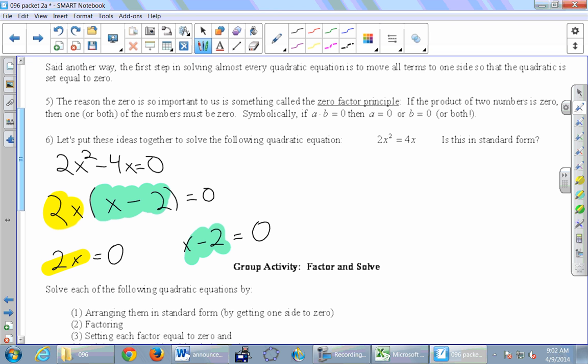We'll solve the first one by doing what to both sides? Divide by 2. And so 0 divided by 2 is our answer. How much is 0 divided by 2? 0. That's good. That's one answer. Second equation, what do we do to both sides? Add 2. So x equals 2. So those are our two solutions. x equals 0 and x equals 2.